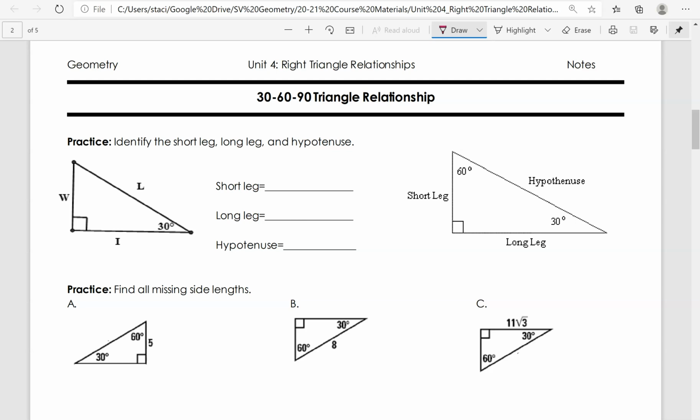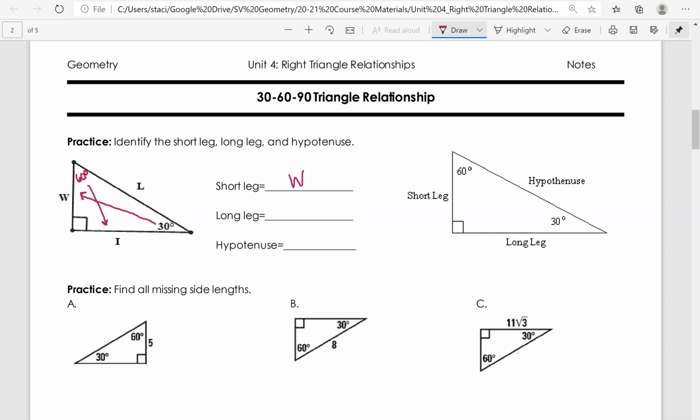All right, in this video, we are going to apply those patterns that you noticed to actually solve problems involving 30, 60, 90 triangles. So it's important that we understand the difference between the short leg and the long leg. Your short leg is always going to be across from the 30-degree angle. So in this case, my short leg is side W, whereas your longer leg is always going to be across from the 60-degree angle. And when you look at the triangle, you should be able to tell which one's the longer leg, which one's the shorter leg.